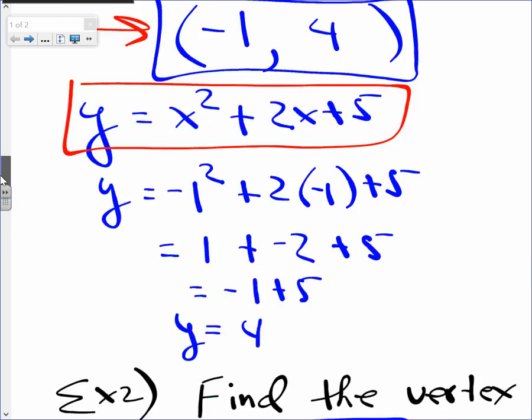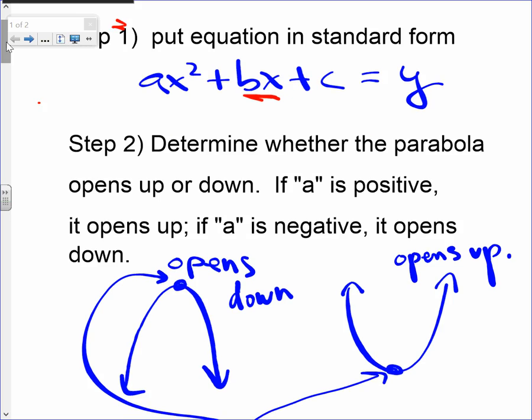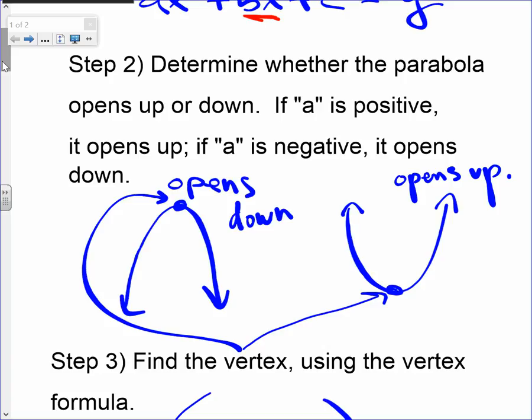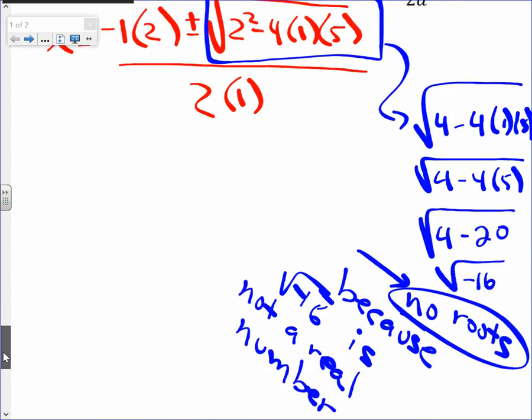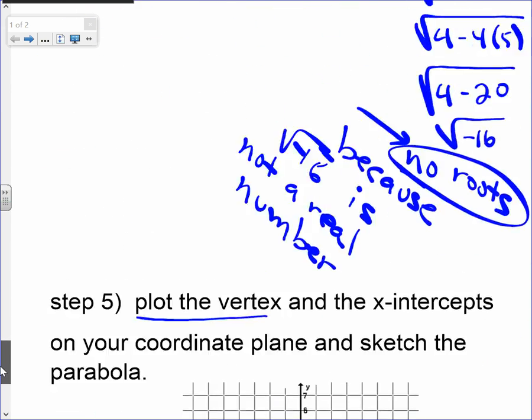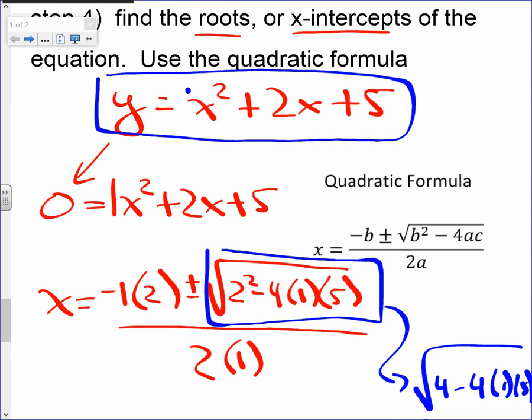Remember from step 1, way back on Monday? Watch this. If you look at your notes, actually step 2, if A is positive, the parabola opens up. If A is negative, it opens down. So looking at this equation here, what is A? Is A positive or negative? A is 1, so that's positive, so it's going to open up.